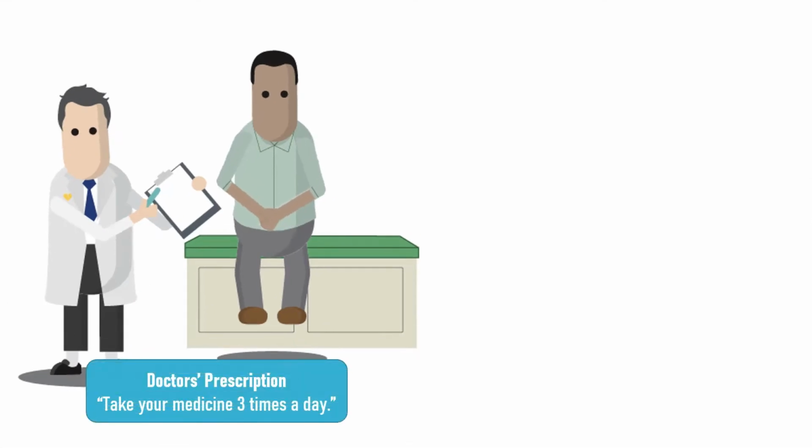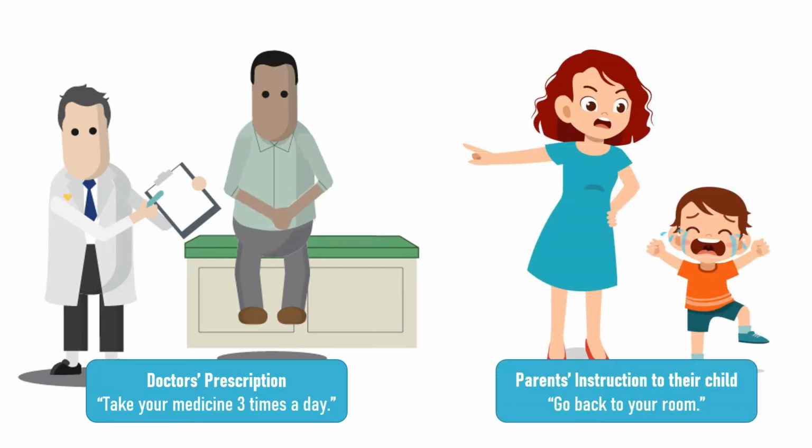For example, a doctor's prescription. Every time a doctor says, take your medicine 3 times a day, of course, you have to follow this instruction. We also have a parent's instruction to their child. Every time your mother or father says, go back to your room, these two scenarios are also a good example of regulation or control.